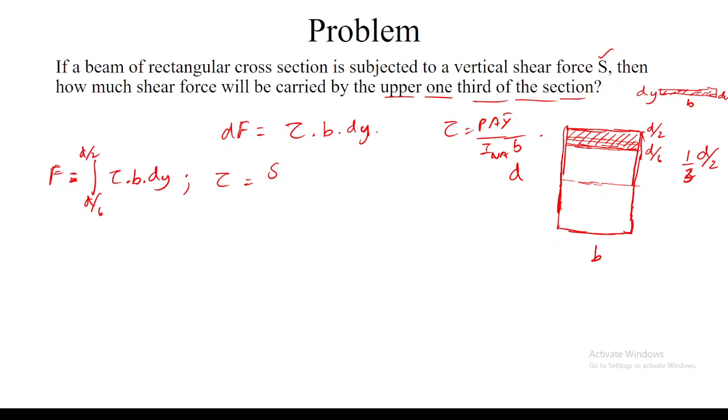No, b into D by 6. See, for example, here the area will be b into D by 2 plus y divided by 2. See, this whole area is nothing but, for example, here I have taken at a corresponding y. Let us imagine this as the fiber which is at a distance of y from the neutral axis. So what will be the area of the hatched portion which is above this fiber?